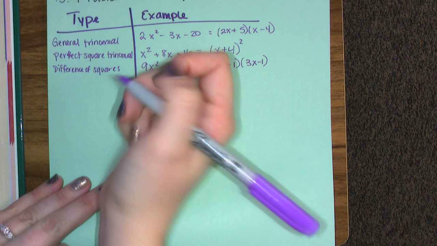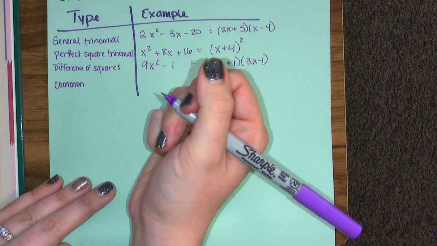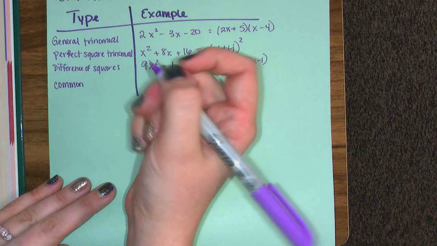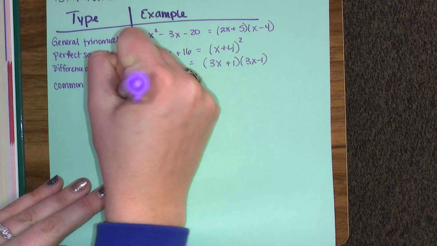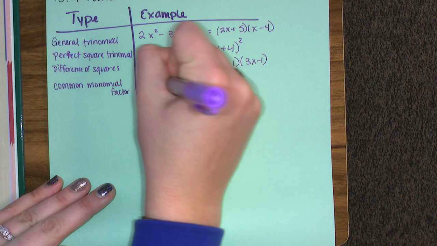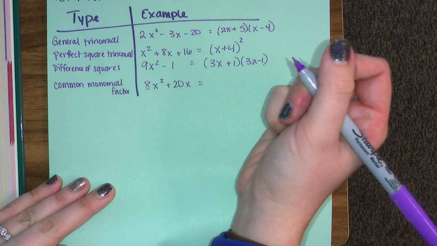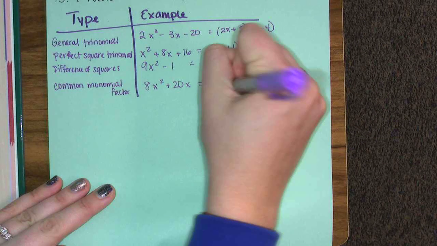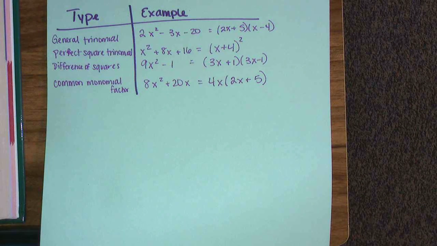And then the last one, we don't necessarily call it this all the time, but it's basically factoring something out of it as a common monomial factor. So if you have something like 8x squared plus 20x, we can pull a 4x out of that because that's the biggest thing we can pull out of each of them. So pulling out a 4x, you're left with 2x plus 5. So that's just a little review of the different types that we had from the last chapter.